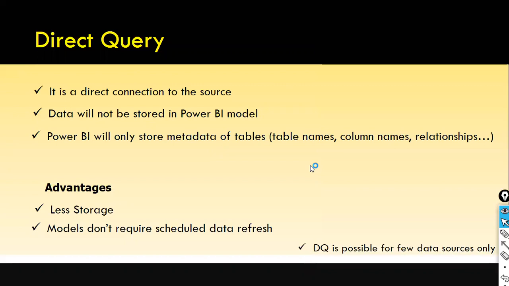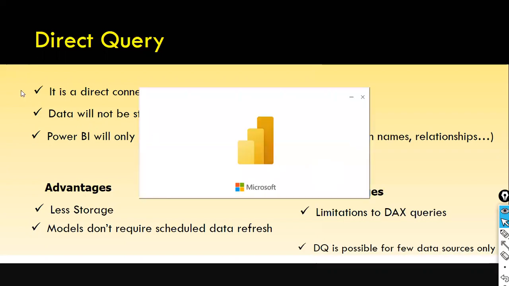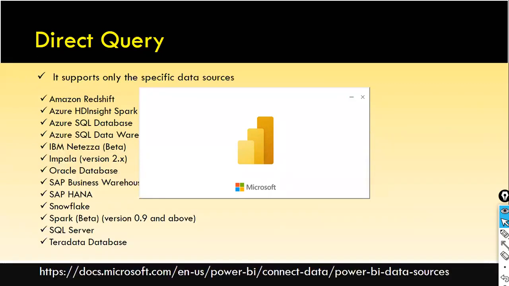We discussed in detail query folding and all. The next one is the disadvantages. There is a limitation on DAX queries. You cannot use all the DAX queries when you use the direct query connectivity mode. Also, you cannot perform exhaustive data transformations. Direct query is possible for only a few data sources. You can use direct query mode with certain source systems, but if you have MySQL Server, you cannot use this one.